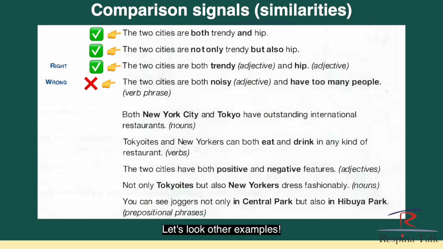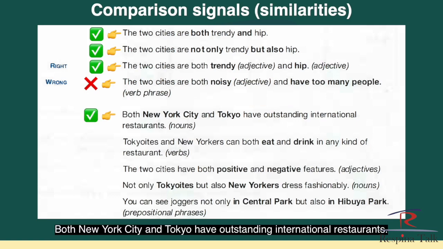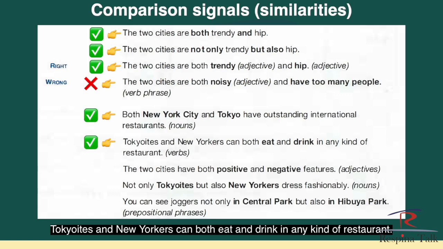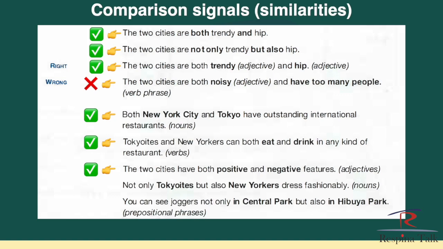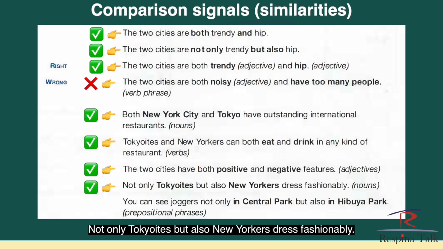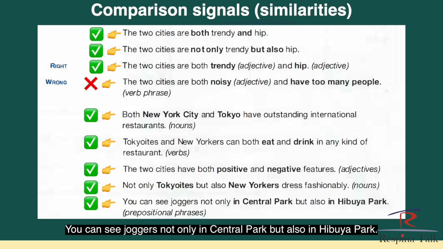Let's look at other examples. Both New York City and Tokyo have outstanding international restaurants. Tokyoites and New Yorkers can both eat and drink in any kind of restaurant. The two cities have both positive and negative features. Not only Tokyoites, but also New Yorkers dress fashionably. You can see joggers not only in Central Park, but also in Hibuya Park.